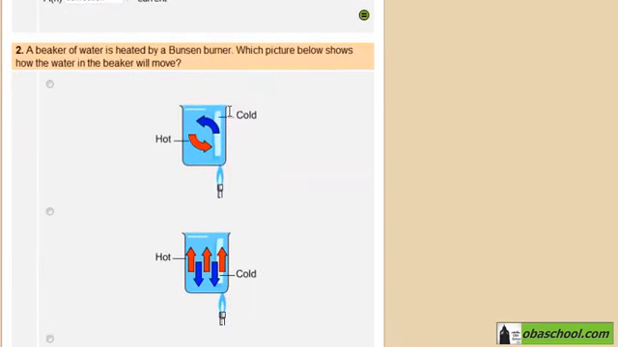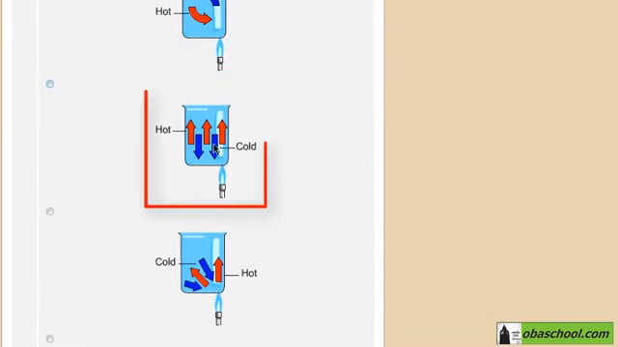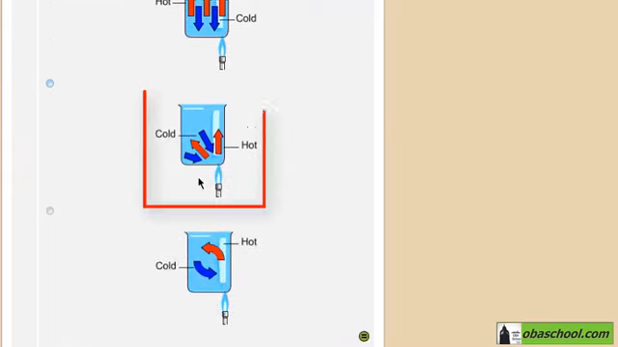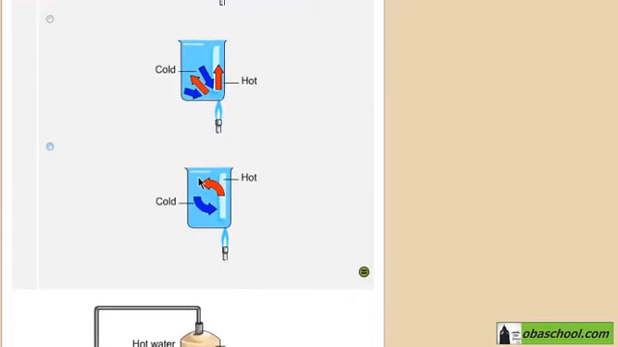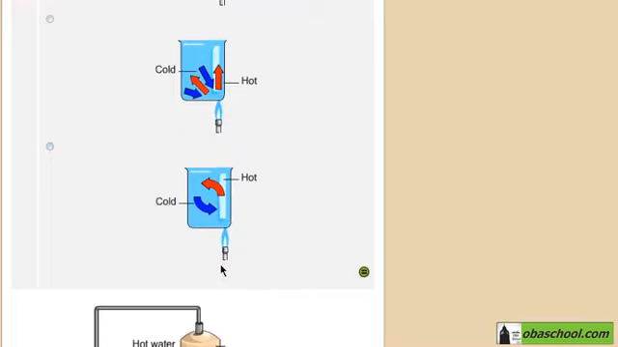A beaker of water is heated by a Bunsen burner. Which picture below shows how the water in the beaker will move? The first one, the cold water rises and the hot water sinks, or they are moving this way, the hot water moves upwards and the cold moves downwards, or in this random way, or as the fourth choice where the hot water rises and the cold water sinks in a circular motion. What's your answer?